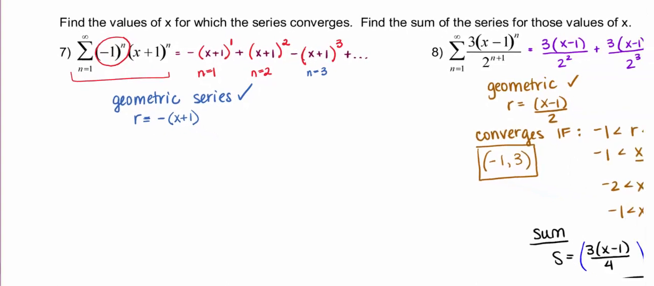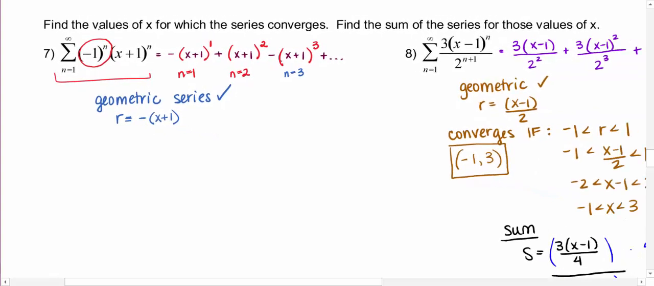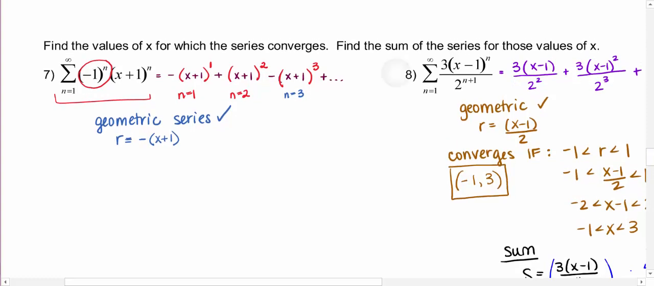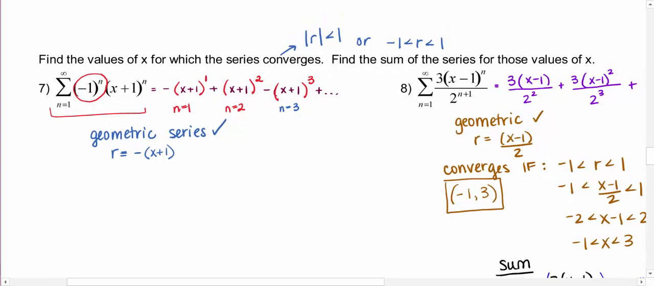So what this question is asking me to do is, it says find the values of x for which the series converges. Okay, well, if a geometric series converges, we need the absolute value of the ratio to be less than 1, or we need that ratio to be between -1 and 1, so that way when we take the absolute value of it, it is less than 1. Most of you are going to be more comfortable with that compound inequality than with the absolute value inequality.